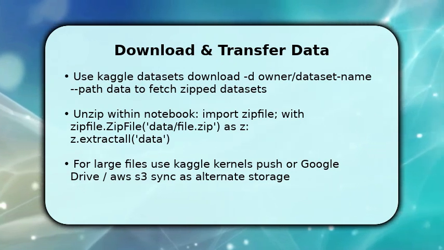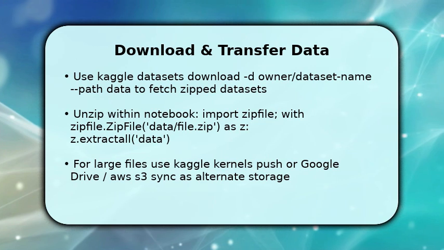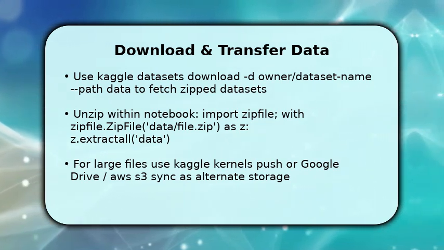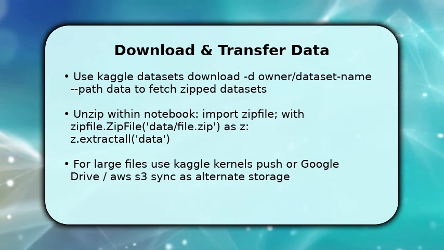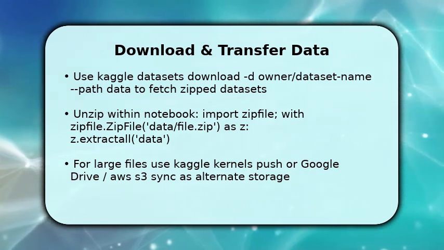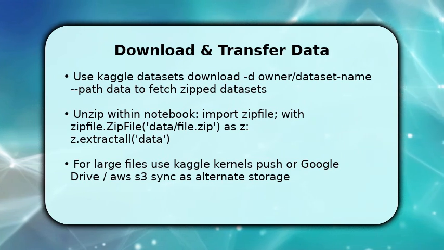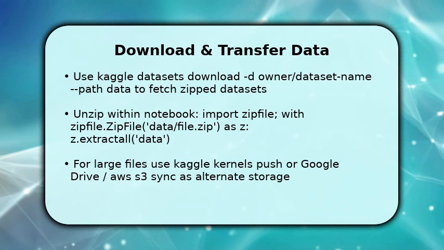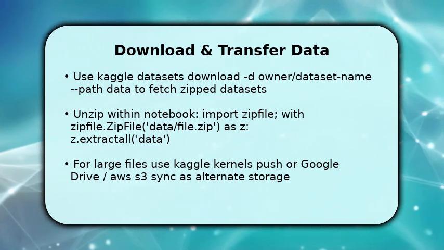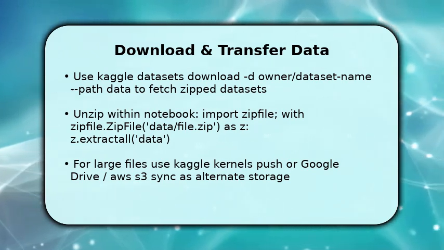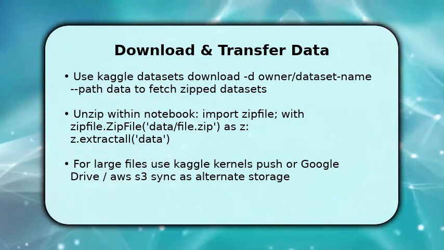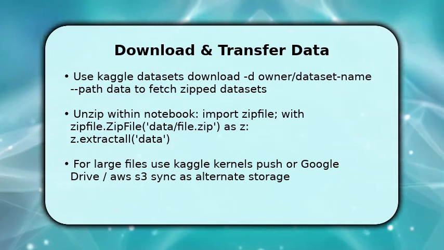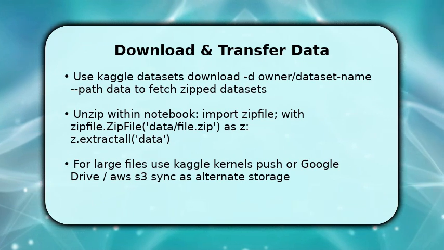Now download and place the files where Jupyter can access them. Run kaggle datasets download owner/datasetname -p data to get a zip into a data folder. This keeps things organized. In the notebook, import zipfile and extract the archive so your pandas read_csv calls point to real files. For larger datasets, you can stream or mount cloud storage. Use Google Drive, AWS S3, or Kaggle kernels to avoid local disk limits. Make sure file names match what you reference in code to prevent file not found errors.